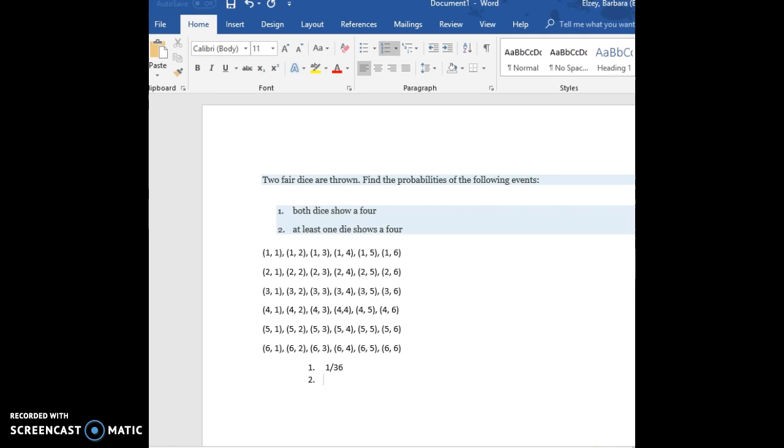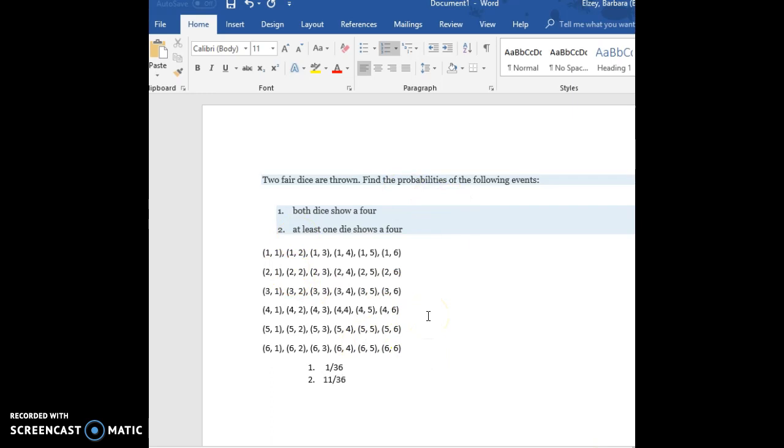Number 2, though, we want at least one die to show a 4. So if we notice that the ones where at least one die shows a 4 are either in this column where all the second dice show a 4, or in this row where all of the first dice show a 4. So let's count them, and let's be sure not to count the 4-4 twice. So we got 1, 2, 3, 4, 5, 6, 7, 8, 9, 10, 11 of them where we have at least one die with a 4. So that's 11 out of 36.